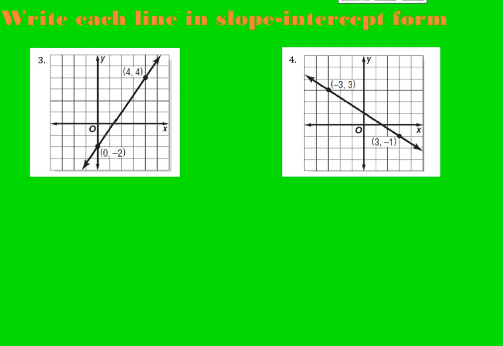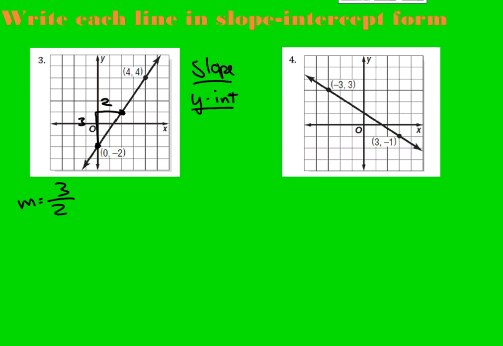Write each line in slope-intercept form. So what do they give me? Well, they give me a line and then say write it in its slope-intercept form. So here's what I want. I need two pieces. I need a slope. I need a y-intercept. So what is my slope? What is my y-intercept? For number 3, my slope, look at it at 2 points. So I go up 3/2. So my slope is going to be 3/2.